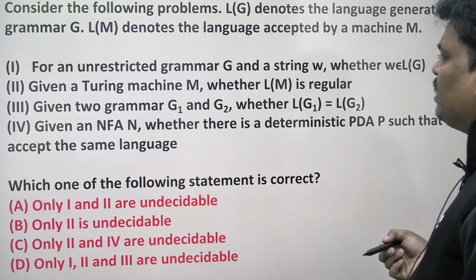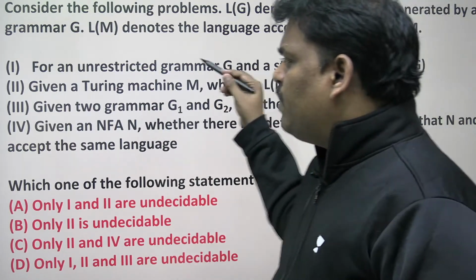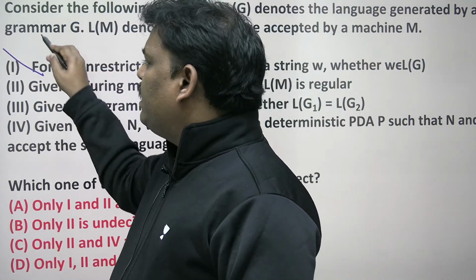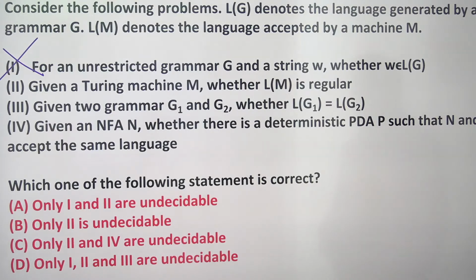For an unrestricted grammar G and a string W, whether W belongs to L of G. I think it is the Turing machine membership problem. What is the answer? Undecidable. Turing machine membership problem means W belongs to L of G or not. Membership problem, undecidable. Next one.